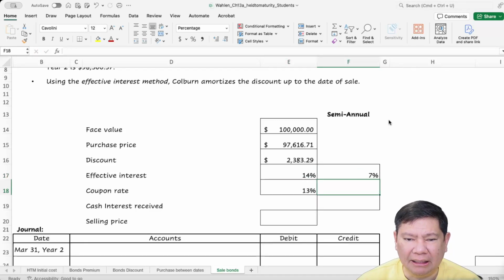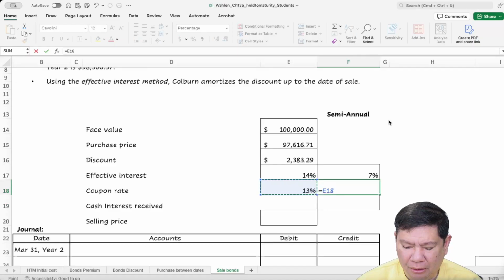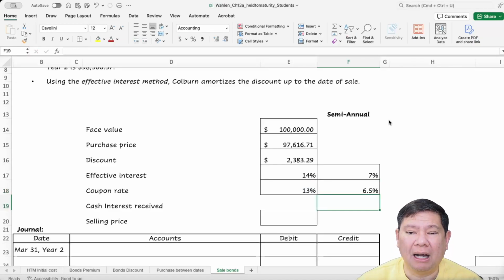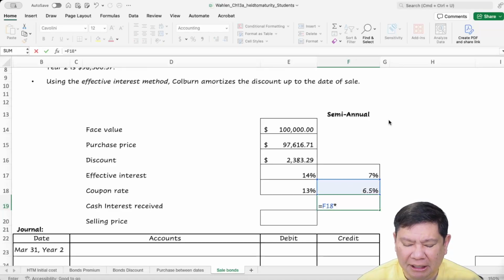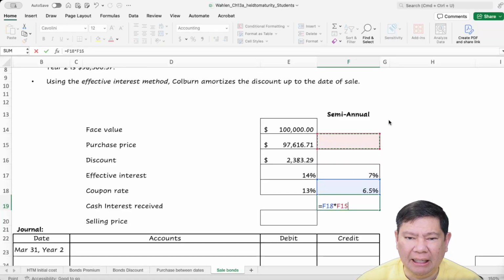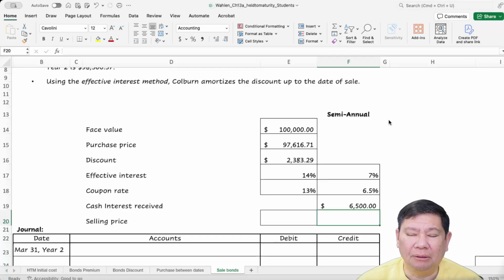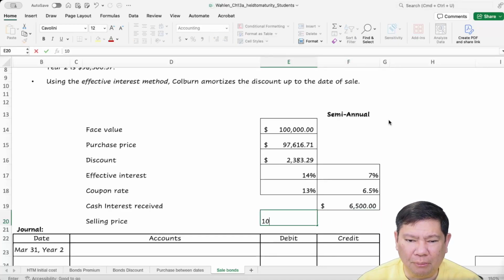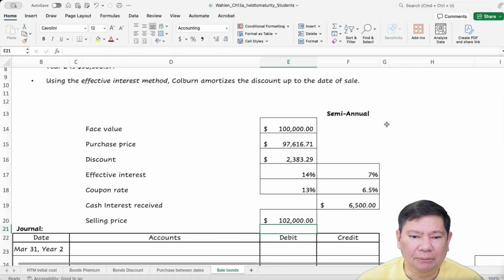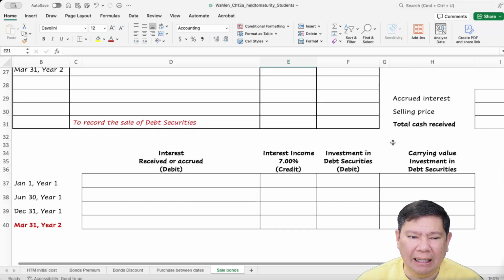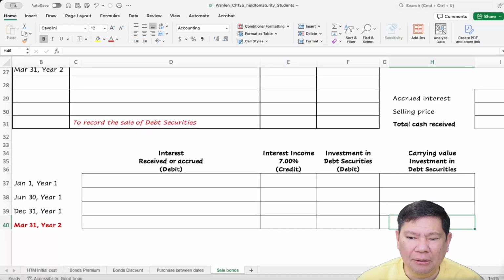Coupon rate is 13% or 6.5% semi-annually. So that means every 6 months, we receive 6,500. The investment is sold for 102,000. Okay, so first we need to calculate the carrying value on the date of sale.